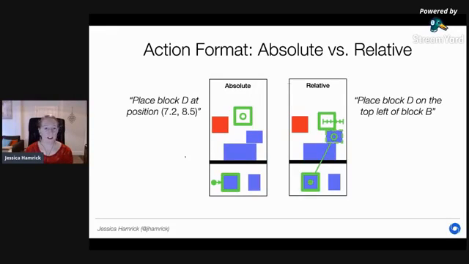I would say something more along the lines of, I'm going to place block D on the top left of block B. And so to implement this type of action, we can have the agent directly choose which object it wants to move, which object it should place relatively to, and then an offset location of where it should actually place that object on top of the other.